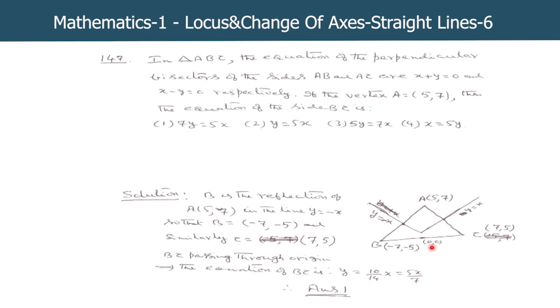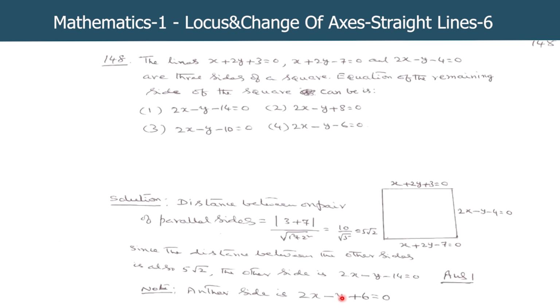Why? How do you get that BC is passing through the origin? B is (-7, -5) and C is (7, 5). So, the midpoint of BC is nothing but (0, 0). Observe that fact; the identification of that fact is very easy. So, the side BC passes through (0, 0). Therefore, the equation of the side BC is y is equal to 10 by 14 into x, that is, 5x by 7. So, the answer is option number 1.